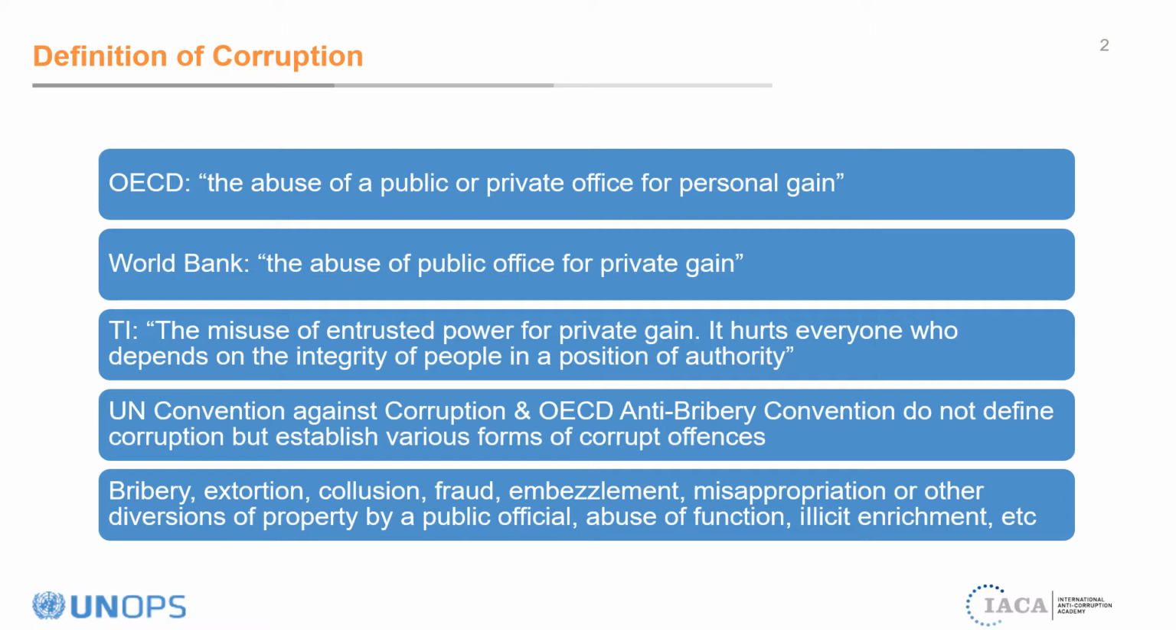The UN Convention Against Corruption and the OECD Anti-Bribery Convention do not define corruption, but they establish various forms of corrupt offenses. That's how they frame off what corruption is. Again, these offenses can include bribery, extortion, collusion, fraud, embezzlement, misappropriation, or other diversions of property by a public official, or abuse of a function, or illicit enrichment, or other offenses. We'll be talking about those over the subsequent slides.